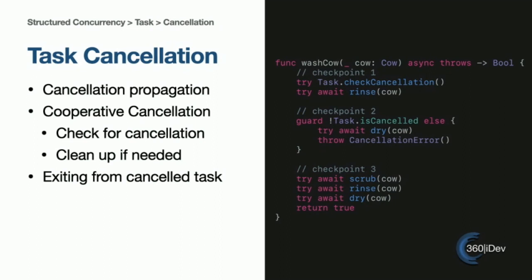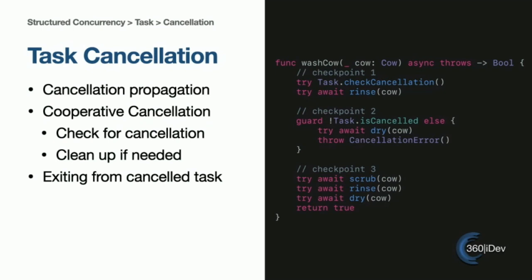The first is we can use this Task.checkCancellation method. And if the task has been canceled, it will throw an error and we'll escape here. But if the task has not been canceled, it's effectively a no-op. We can also check for cancellation using this Task.isCancelled property. And going this route gives us the opportunity to do any cleanup.